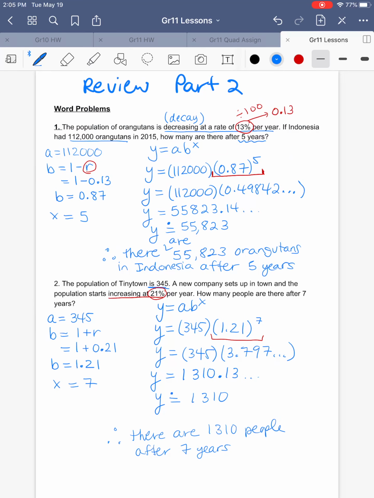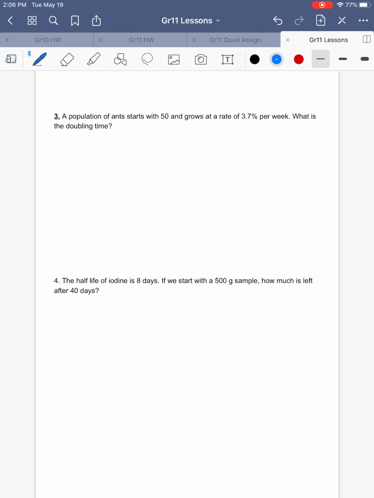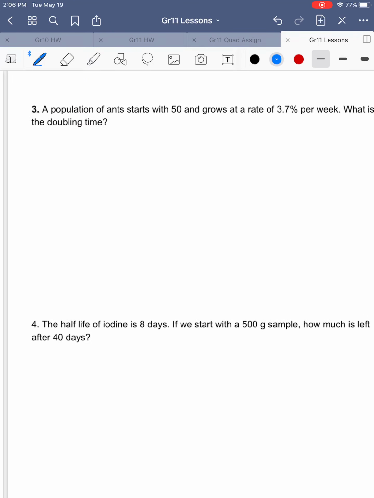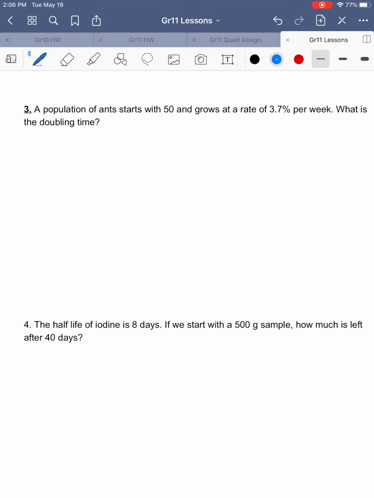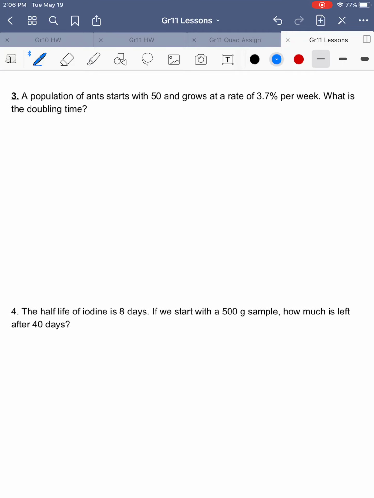Okay, 2 problems down and 2 left to go. Next one. A population of ants starts with 50 and grows at a rate of 3.7% per week. What is the doubling time?